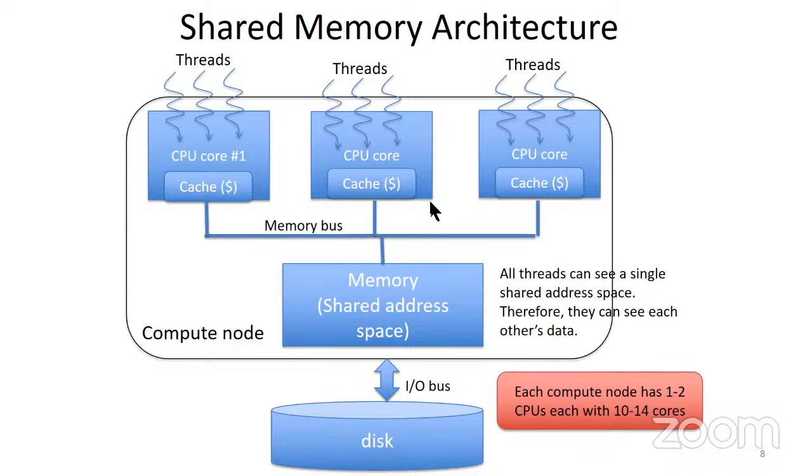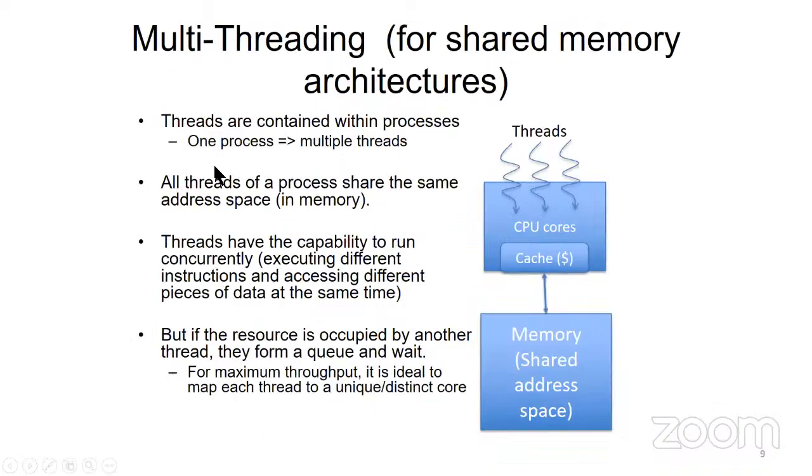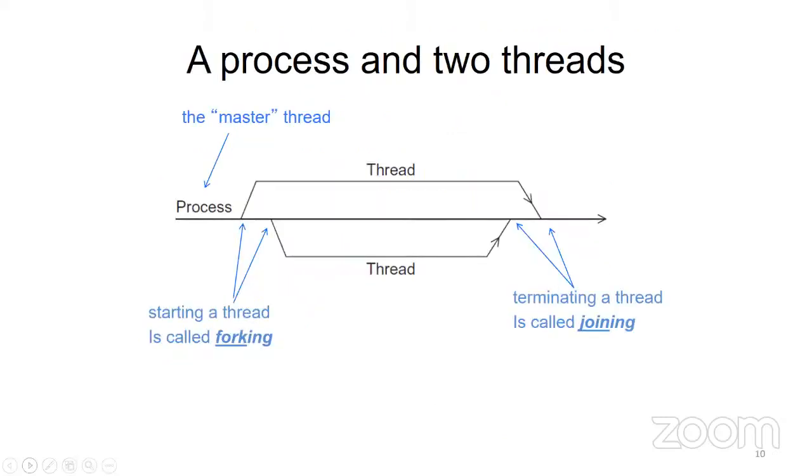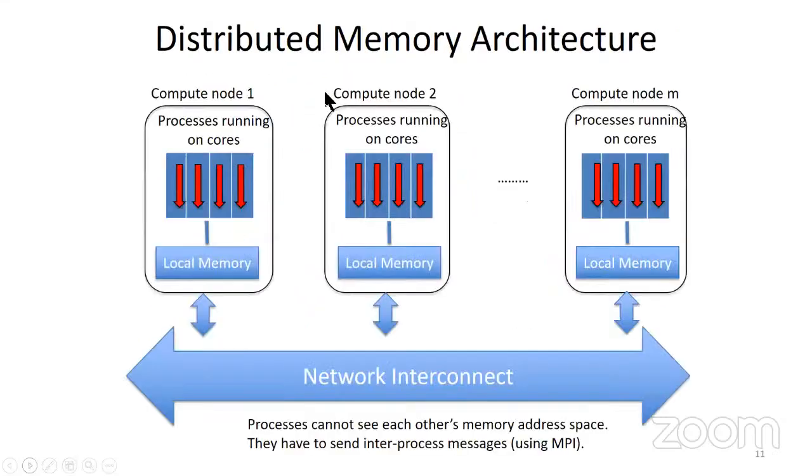So basically, in the case of shared memory, multiple processors share the same physical memory. But the disadvantage is the scalability limitations, and also the memory contention. That's why we can rely on the distributed memory architecture.